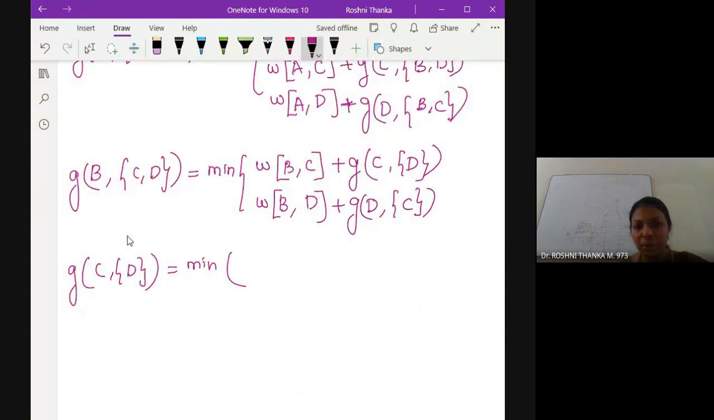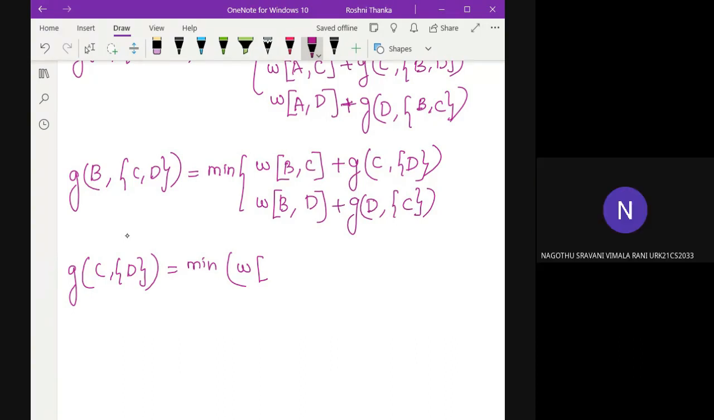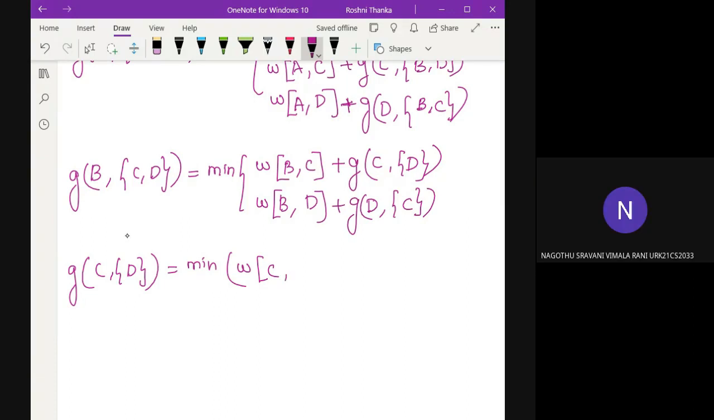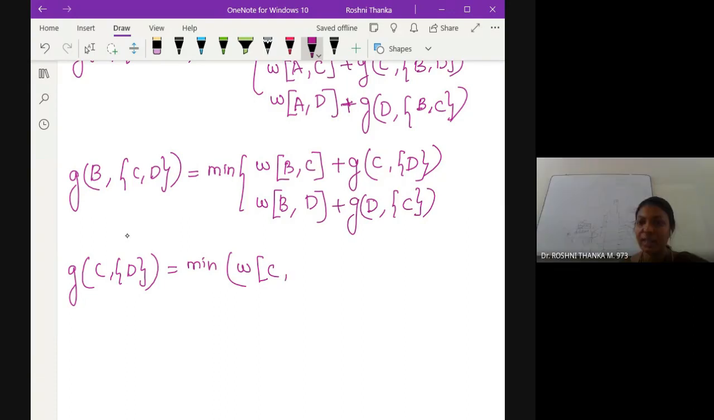So can you now tell me what will be the formula? Weight of moving from C comma D. Very good. Because there is no other option.